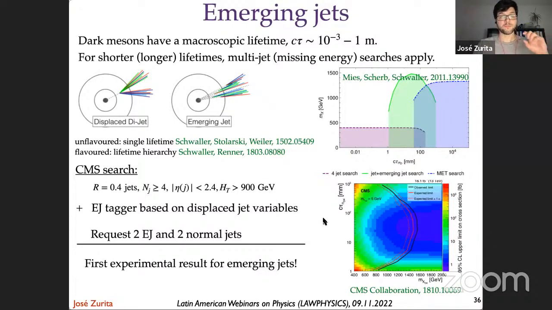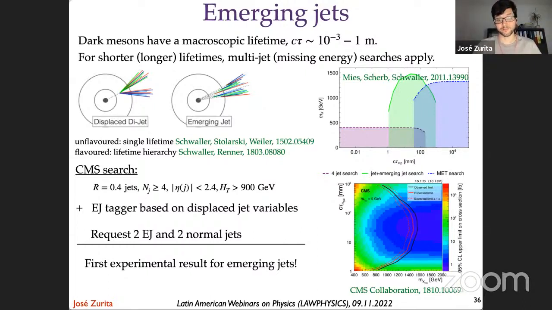So CMS followed this paper here by Dan Stolarski and Andy Weiler from 2015. And they did again a very similar approach of doing some selection. The criteria to tag, so to identify these emerging jets from normal jets using displaced variables, is quite involved, but at the end of the day, you can produce the very first result for emerging jets.